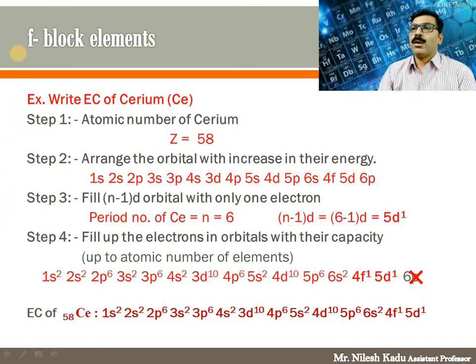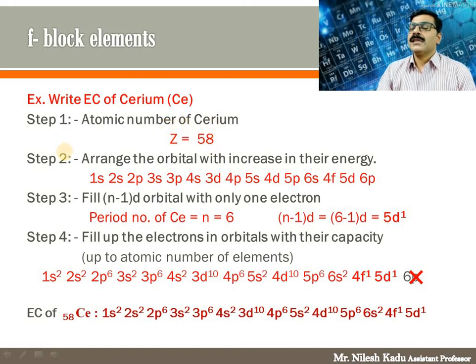Now lastly, how to write the complete electronic configuration of an f block element. Just for example, how to write the complete electronic configuration of cerium, and cerium is a lanthanide series element. The first step for writing the complete electronic configuration of cerium is you have to remember the atomic number of cerium, and the atomic number of cerium is 58.